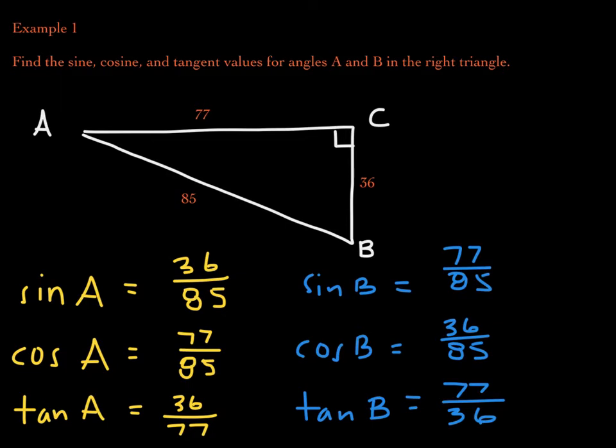I don't know if you noticed. Notice that sine of A is equal to cosine of B. Notice that cosine of A is equal to sine of B. That's interesting, isn't it? Sine of A is the same thing as cosine of B, and cosine of A is the same as sine of B. Let's explore that pattern, and let's see if we can develop or derive an important fact.